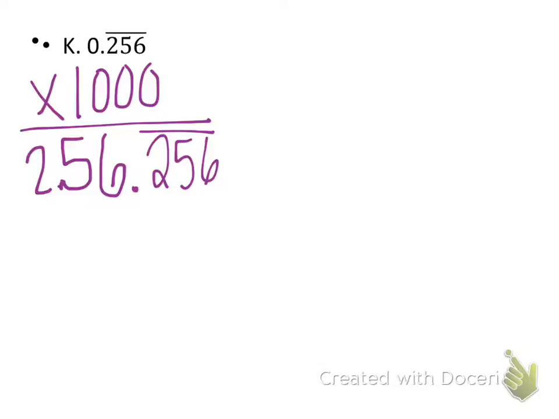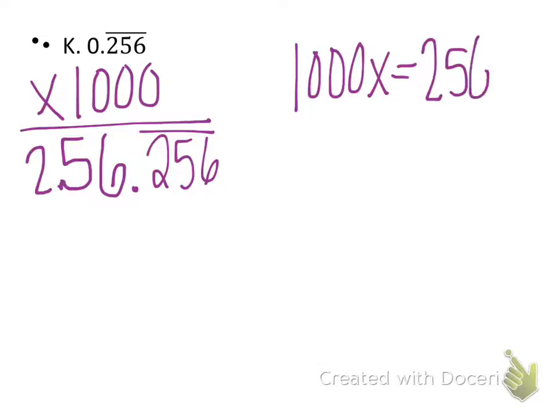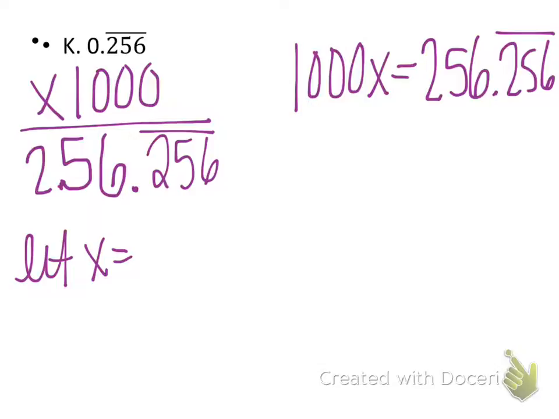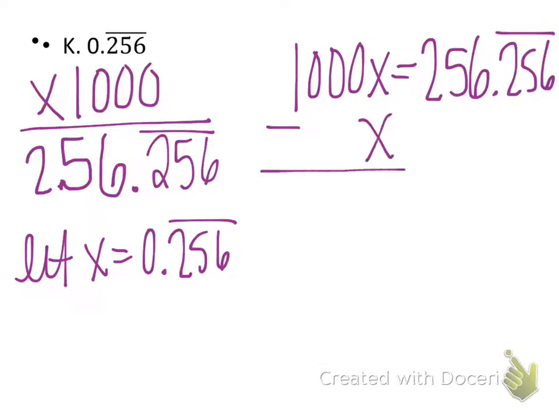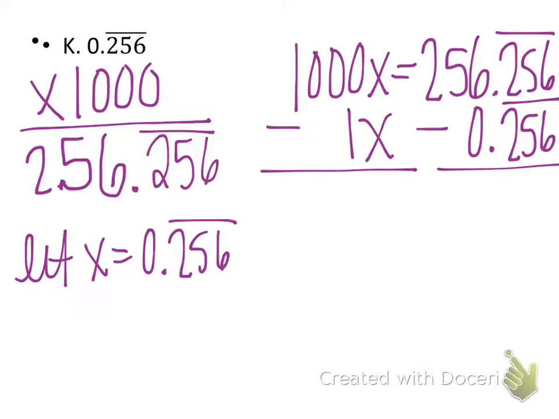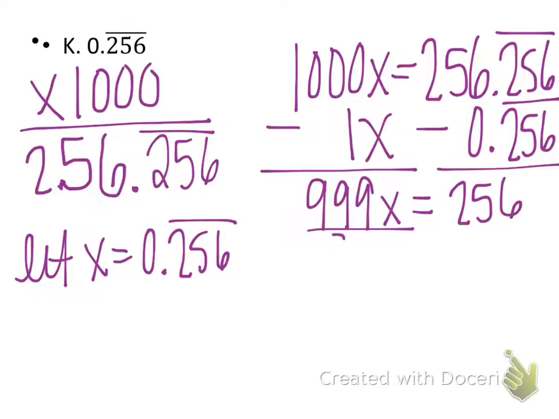Now we're going to set that equation up. 1,000x equals 256.256 repeating. Now going back, letting x equal what we started with, 0.256 repeating. I'm going to subtract x on the left-hand side again. On the right-hand side, instead of x, I'm going to subtract what it's equal to, the 0.256 repeating. So on the left, I get 999x. On the right, I get 256.